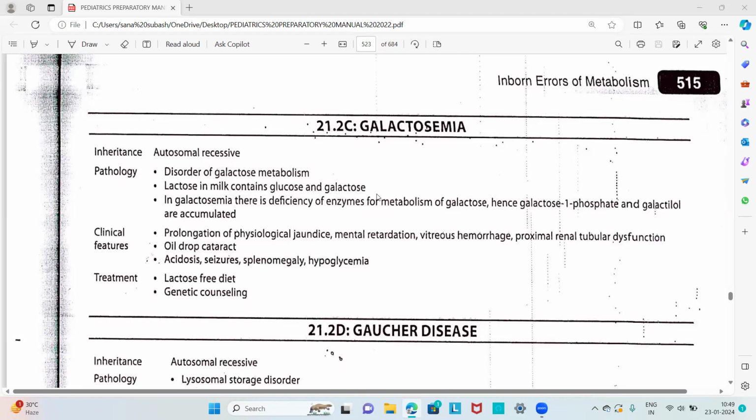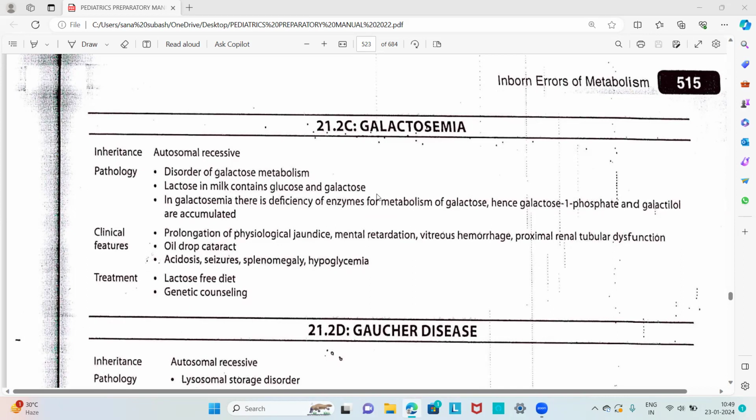Many affected infants die of E. coli sepsis in the neonatal period itself. The untreated infants, if surviving the neonatal period, have persistent liver disease in the future and also cataracts and intellectual disability. And how will you diagnose a case of galactosemia?